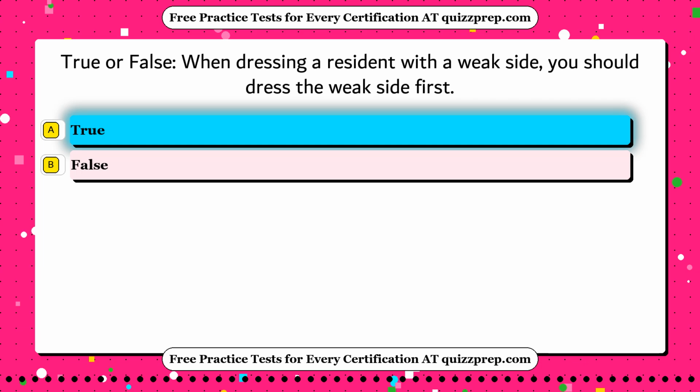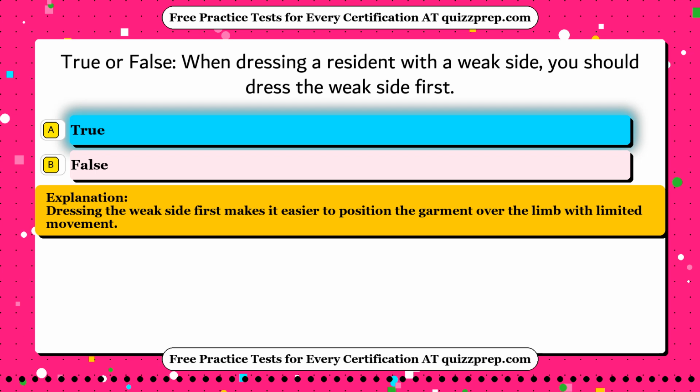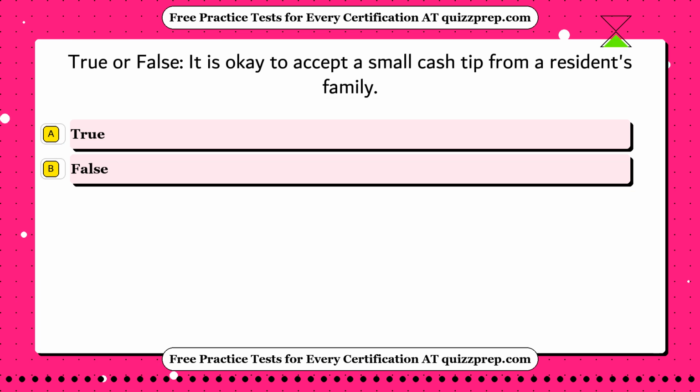The correct answer is option A, true. Dressing the weak side first makes it easier to position the garment over the limb with limited movement. Question 78. True or false, it is okay to accept a small cash tip from a resident's family. Option A, true. Option B, false.